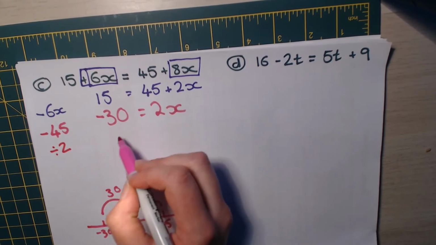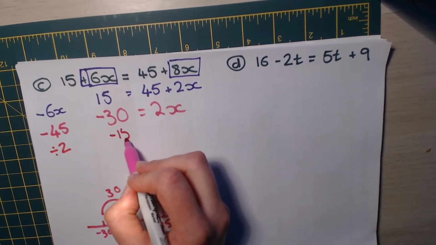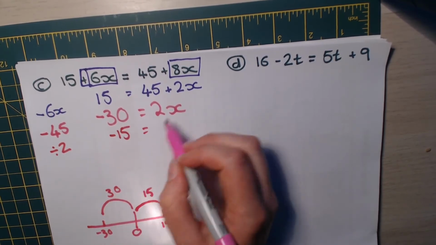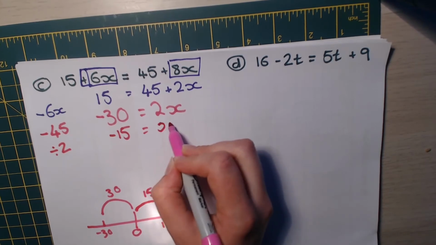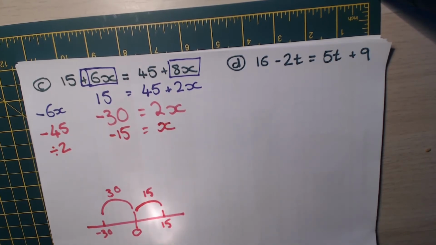Okay, and then the last thing is the inverse of multiply by 2 is to divide by 2. So negative 30 divided by 2 is negative 15. 2x divided by 2 is x. Okay, so there's your answer. x equals negative 15.